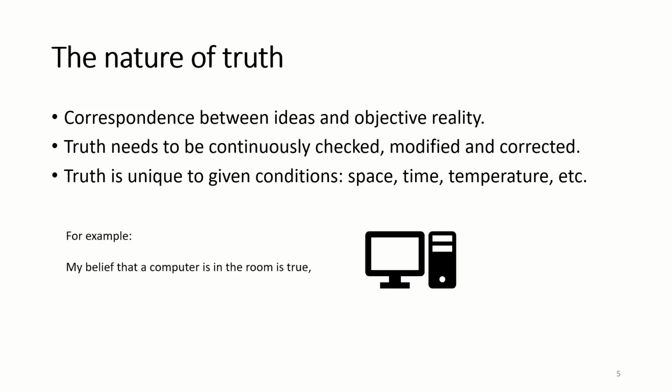For example, my belief that there is a computer in a room is true if and only if there is actually a computer in the room. This is what the correspondence theory tells us. If it is actually, objectively there, then I am telling the truth. Essentially, in science we go through a lot of false ideas, and it helps to narrow them down and get to the true idea.